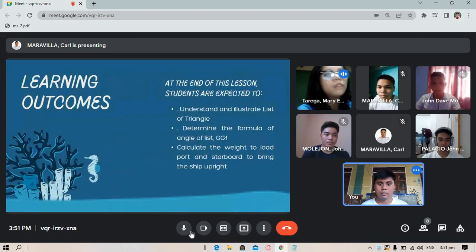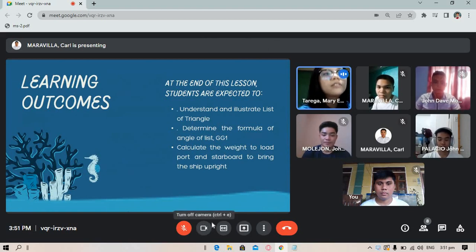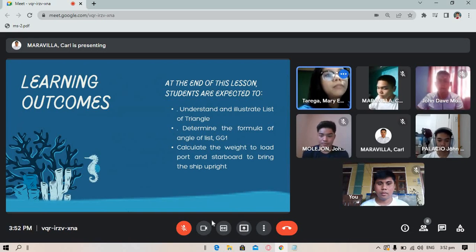So the learning outcomes would be, at the end of this lesson, students are expected to: first, understand and illustrate list of triangle. Second, determine the formula of angle of list, or GG1. And third, calculate the weight to load, port and starboard to bring the ship upright.